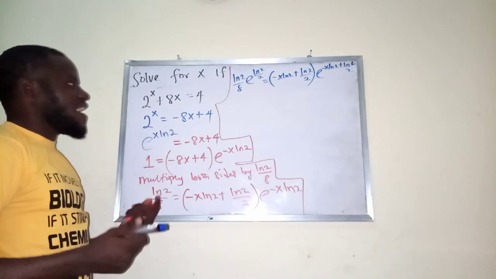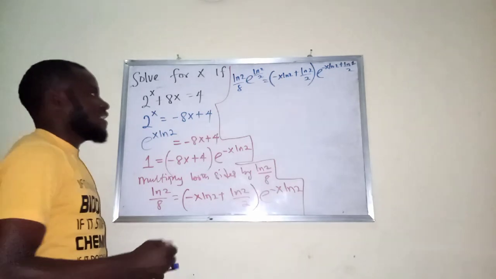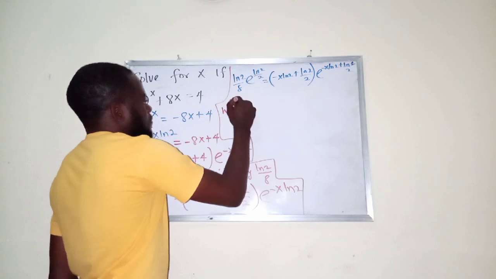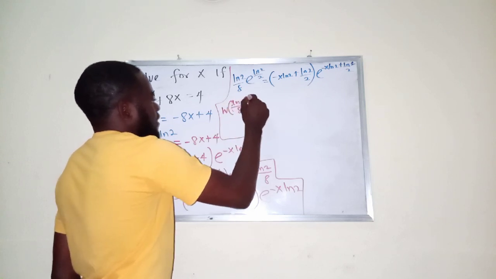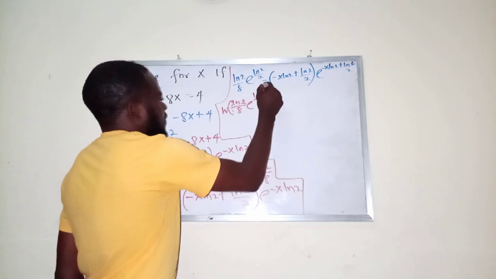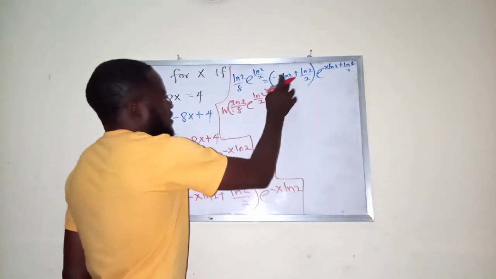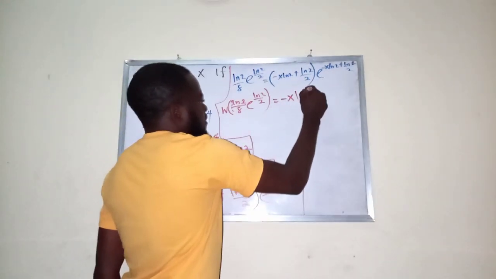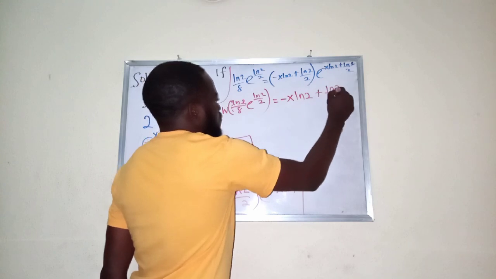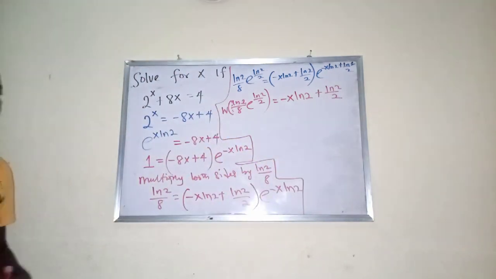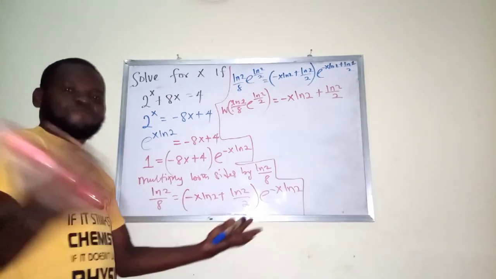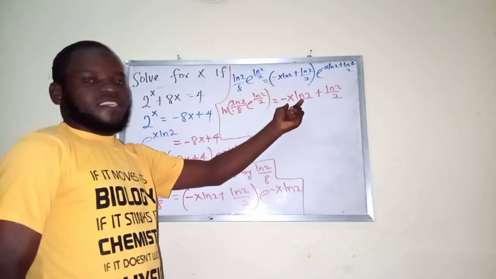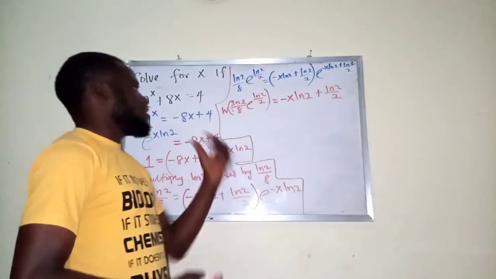So, if I apply the W function to both sides, this particular one will become W of ln 2 over 8 times e to ln 2 over 2 equal, now the W function of this is just negative x ln 2 plus ln 2 over 2. So, if you can see this now, I believe we are progressing now. So, I can now make x the subject of the formula by taking this one to the other side.